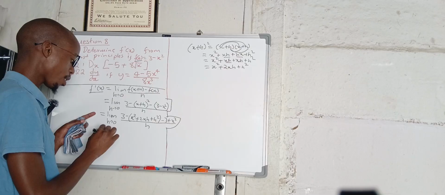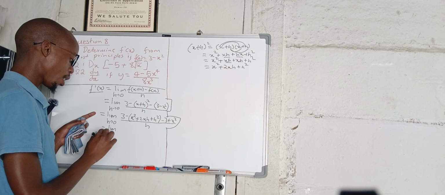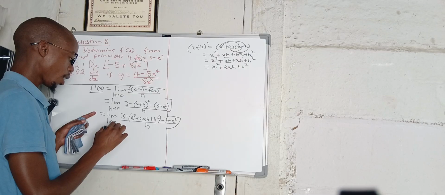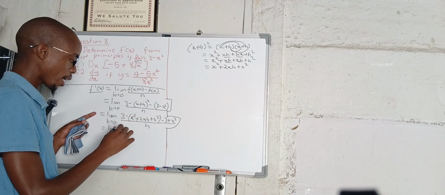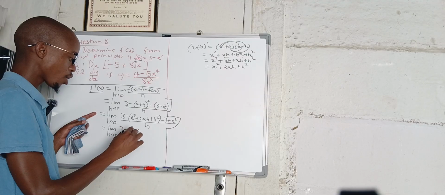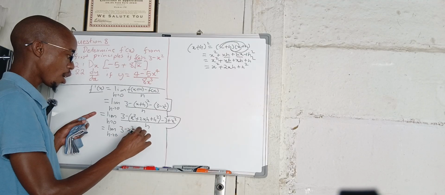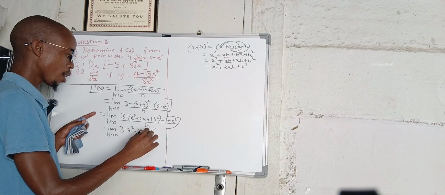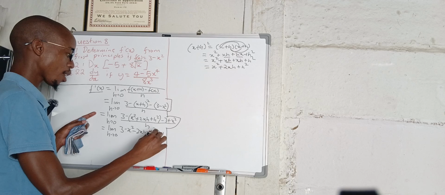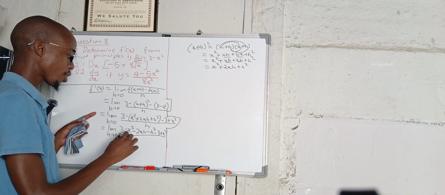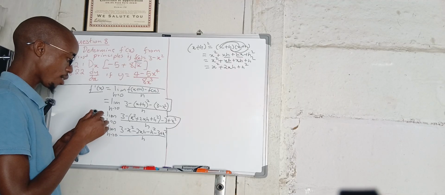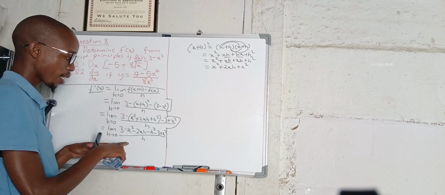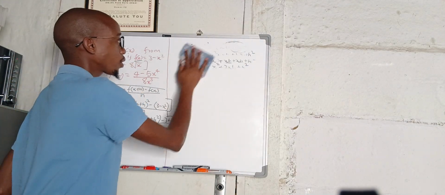We continue by saying limit as h approaches 0, and then we'll be having 3. I'm going to distribute the negative. Minus x squared minus 2xh minus h squared minus 3 plus x squared. All this is divided by h. I hope this makes sense. I'm going to erase there such that I can take this question up there.